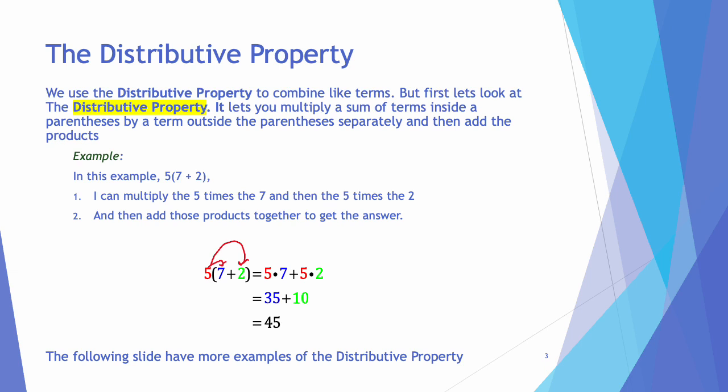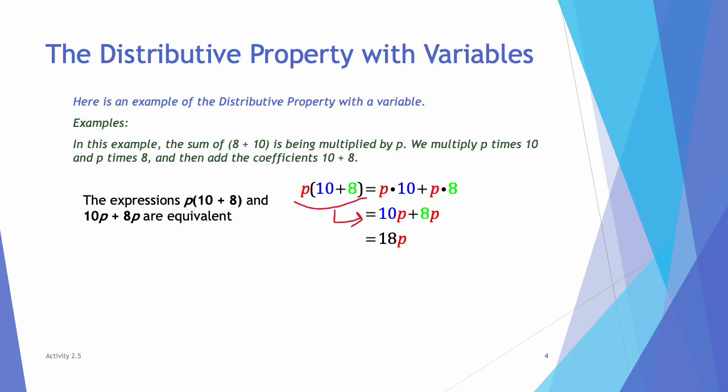We can also use the distributive property with variables, which you can see on the next slide. This slide shows the distributive property being used with a variable. The property is the same. How we use it is the same, only this time we're using a variable to multiply by each of the numbers inside the parentheses.